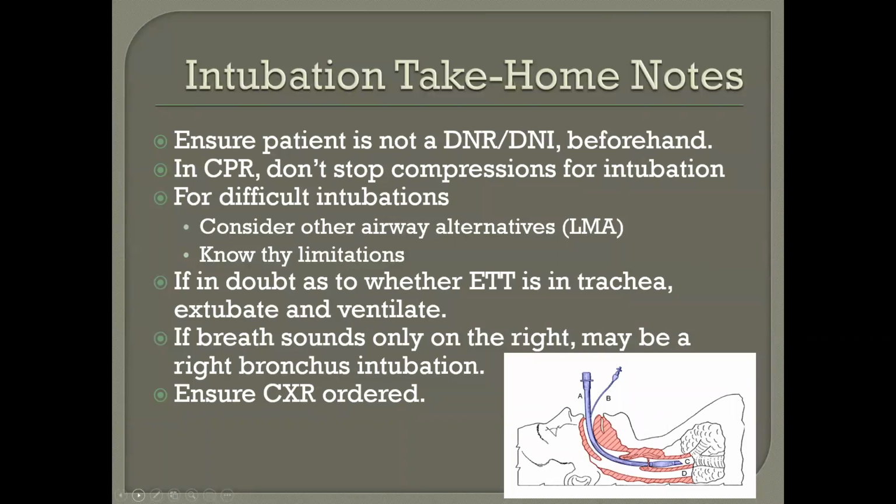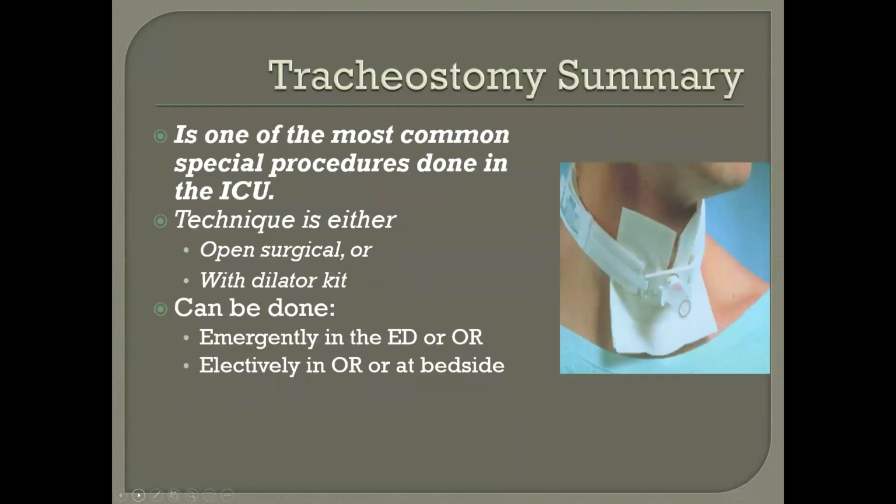If in doubt as to whether the ET tube is in the trachea, extubate and ventilate the patient and see. As I said before, if you can ventilate the patient adequately with a bag valve mask and can't intubate, it's not a terrible thing. They're oxygenating well, they're ventilating well. You don't have an advanced airway, but it's fine for an interim period of time. Again, breath sounds may only be on the right, so you may be too deep, as I said a little earlier, and ensure that the chest x-ray is actually ordered.